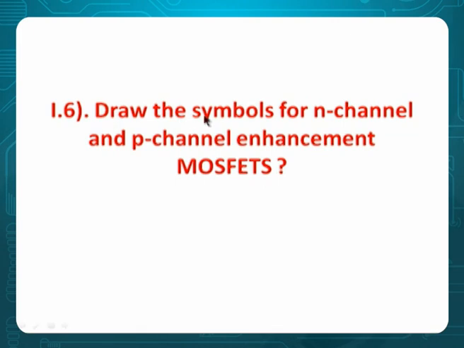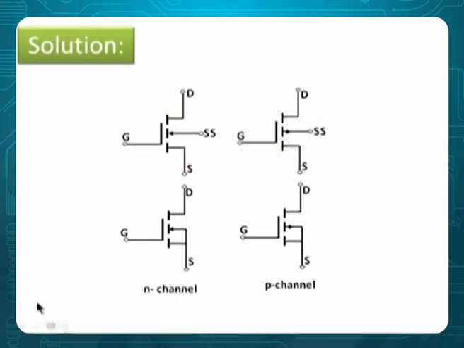Sixth one. Draw the symbols for N channel and P channel enhancement MOSFET. What are the symbols? For example, here, drain and source. This is N channel. As I told you, in a MOSFET there is no permanent channel. The channel is always induced, that's why you have to use a dotted line. So all are dotted lines for MOSFETs. Current going in is called N channel, going out is called P channel.